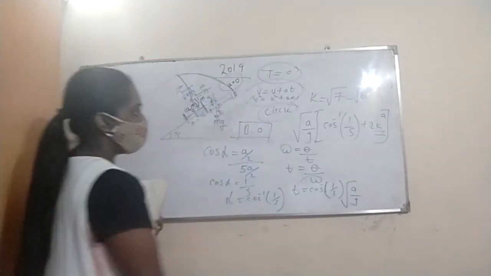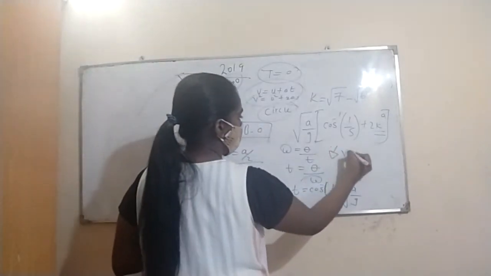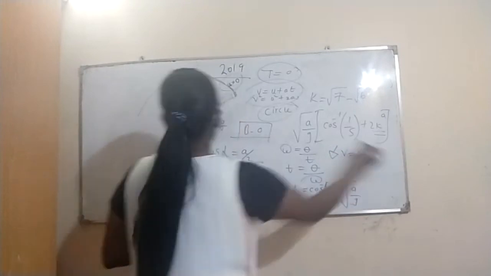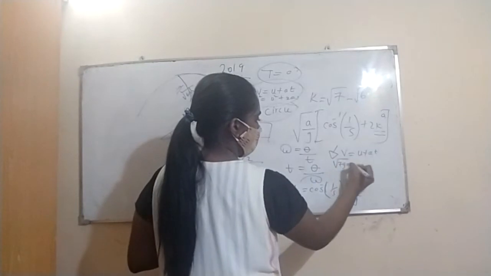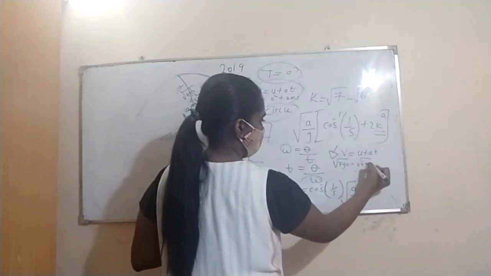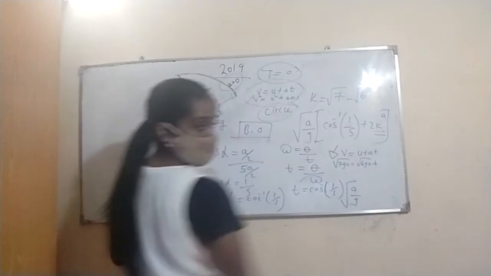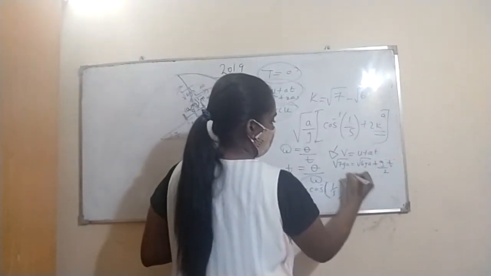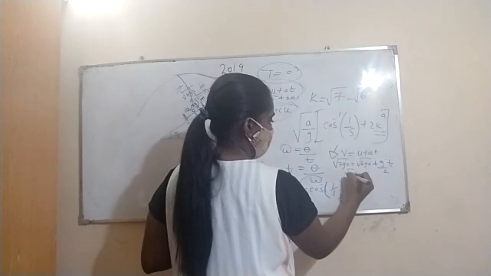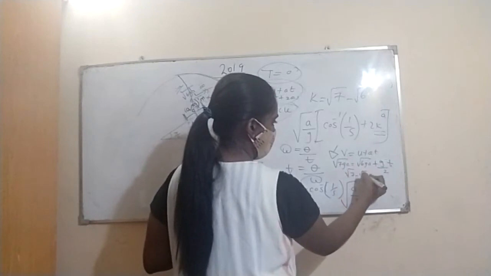We have used the equation V is equal to U plus AT. The final velocity is square root of 7gA. The initial velocity is square root of 6gA. The acceleration is g cos 60, which is g by 2, into T. Therefore, time taken is equal to square root of 7 minus square root of 6.